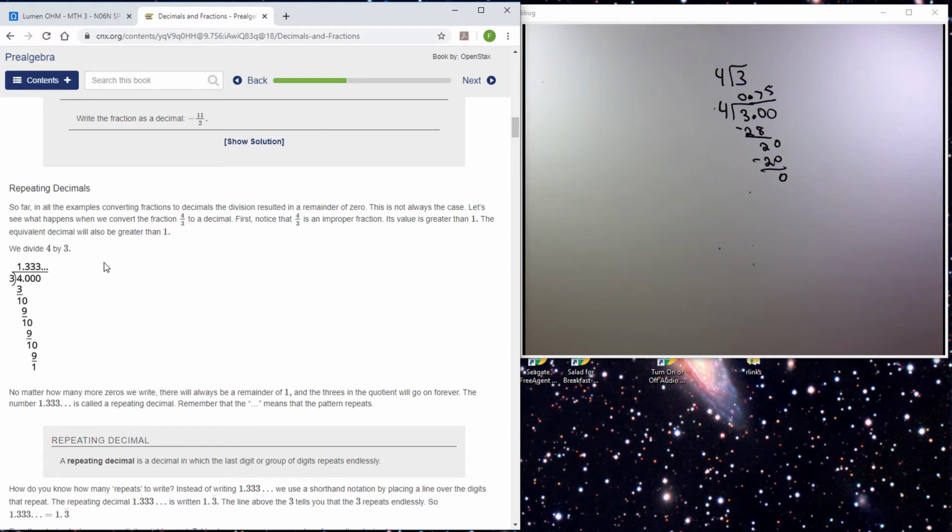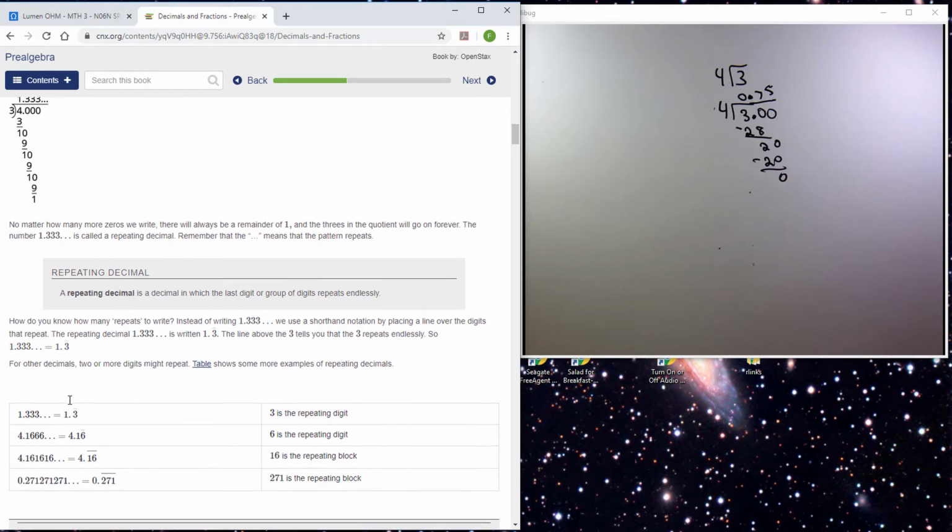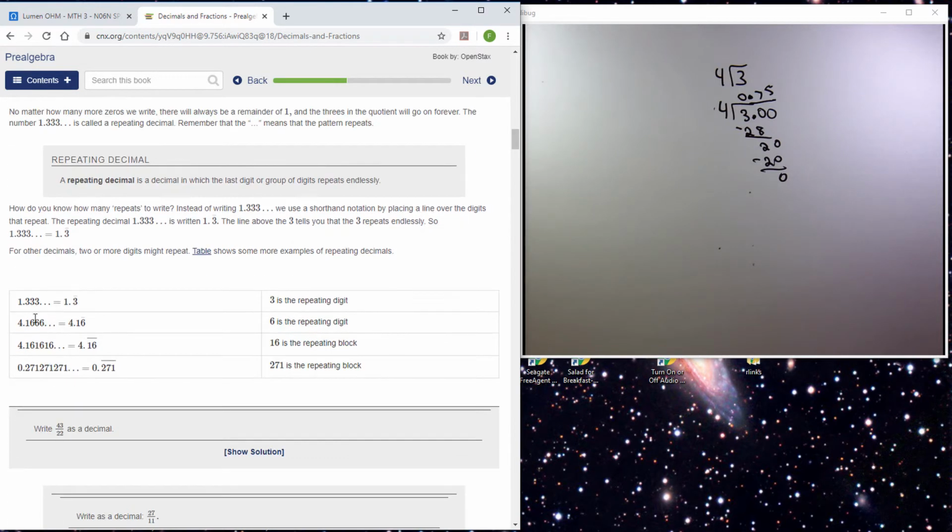We call these types of decimals repeating decimals. It's a decimal where the last digit or group of digits repeats endlessly. Now we show repeating decimals by putting in an overbar to show the digits that are repeating. So here, see the 3's are repeating, it's the overbar over the 3. So here the 6's are repeating, it's overbar over the 6. The 1 6 is repeating, it's overbar over the 1 6.